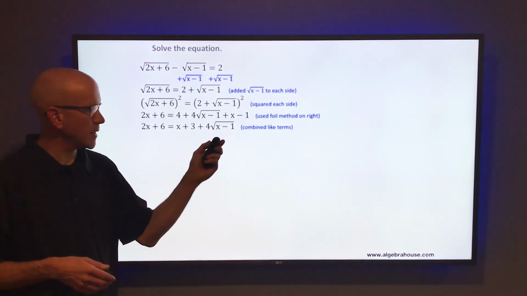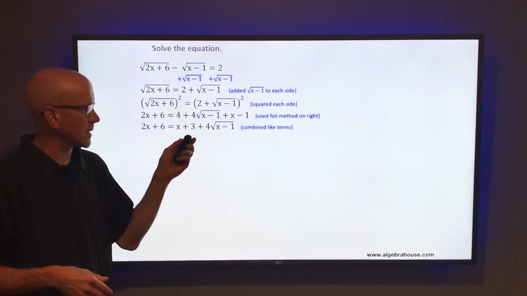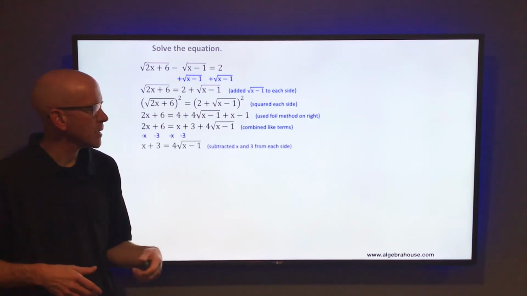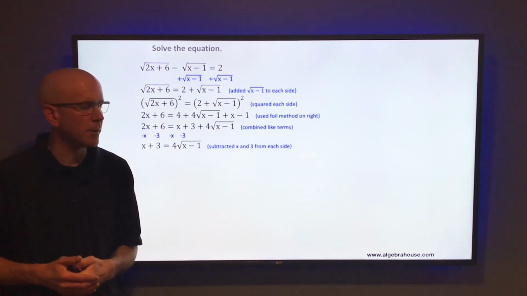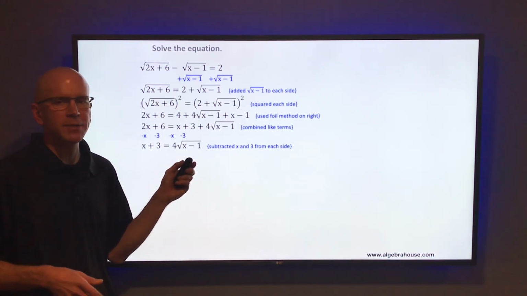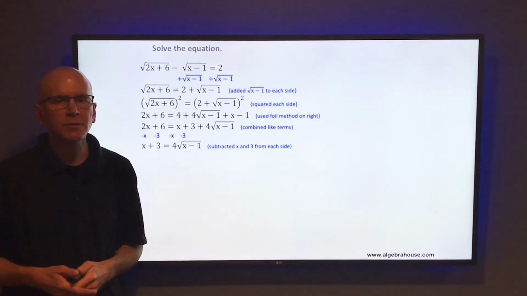Now we're going to isolate this radical sign by moving everything else to the left side. We're going to subtract x and subtract 3 from each side. When you do that, you get x plus 3 equals 4 times the square root of x minus 1. So we isolated that radical sign. Now we're going to eliminate that one. And to eliminate that radical sign, we're going to square both sides.